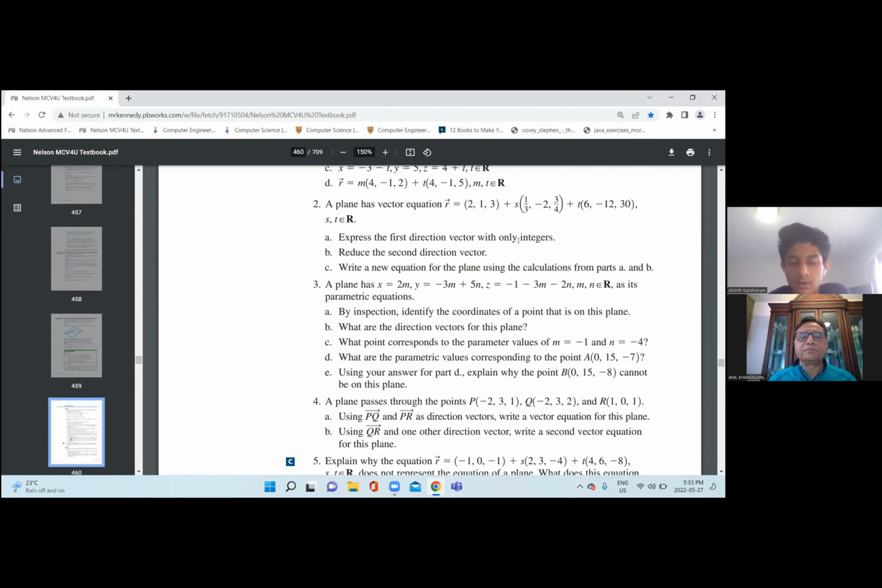Yes, sir. So I think if we assign some values for m and n, then we can get points, right? No. M and n are parameters. So try to understand this part. Okay, let me do it here. Yeah. To show you how it works.